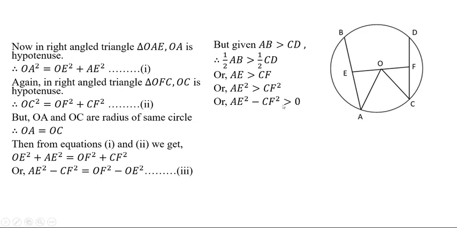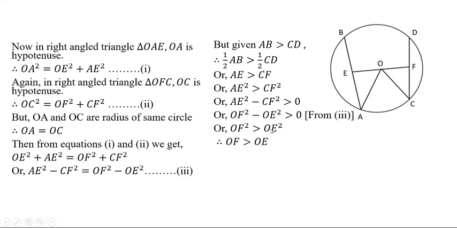Now replacing AE square minus CF square by OF square minus OE square, from 3 we write this, or OF square is greater than OE square. Therefore OF is greater than OE, that is OE is less than OF. So we can say that the larger chord is nearer than the smaller chord.